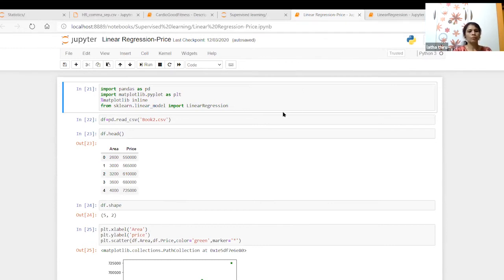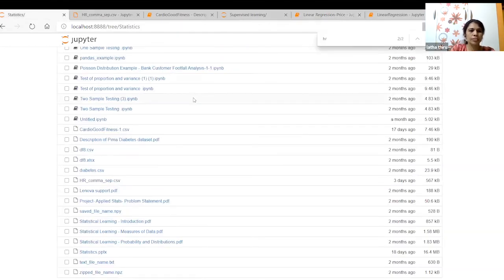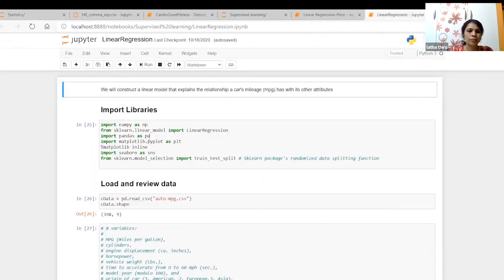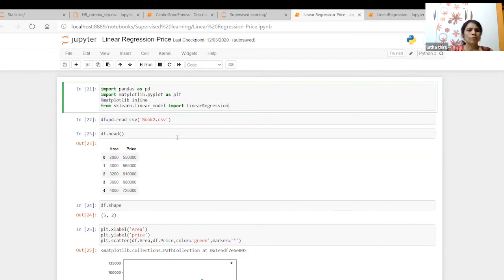I have taken a small algorithm just to help you understand how this concept basically works, right? Let me show you that. What I have taken is a very small data set which is giving me information about area and price.